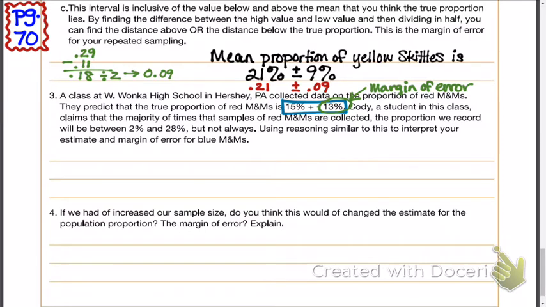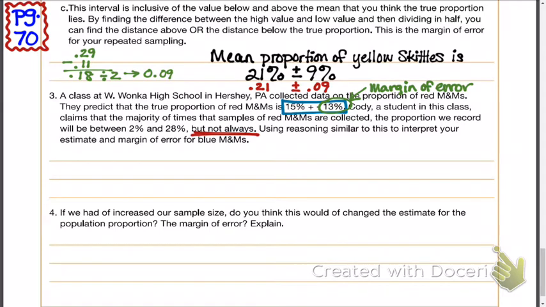Cody, who was a student in the class, claims that the majority of times that samples of red M&Ms are collected, so you buy a package of M&Ms, you dump them out, you count all the red ones, and then you count all the M&Ms total, and you divide it, that the majority of times that you do that, you're going to get a proportion somewhere between 2 and 28%, but not all the time. Why not all the time? Anybody know?